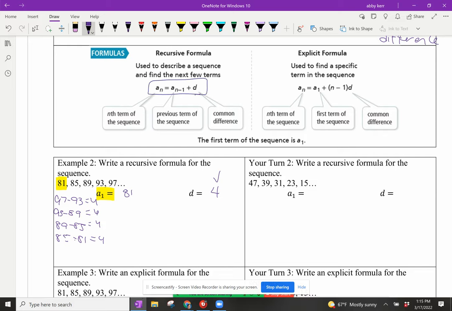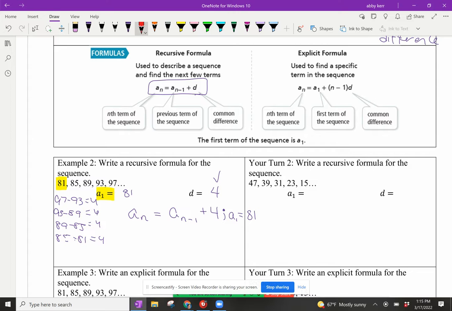So this is the recursive. It's saying the nth term of a sequence, so that's why it's a sub n, equals a sub n minus 1, which is our previous term, plus 4, which is our common difference, and then a semicolon where a sub 1 is 81. So you always want to give the reader, whoever it may be, where you're starting at.